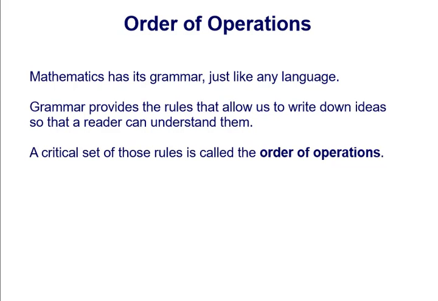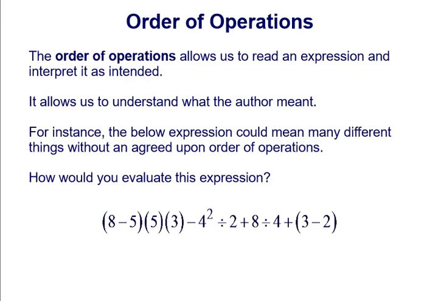Mathematics has its grammar just like any language. Grammar provides the rules that allow us to write down ideas so that a reader can understand them. A critical set of those rules is called the order of operations. The order of operations allows us to read an expression and interpret it as intended. It allows us to understand what the author meant.